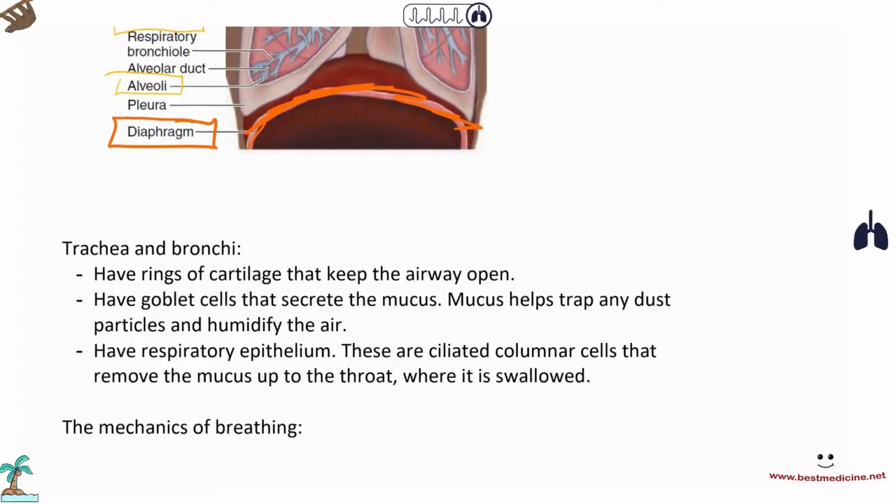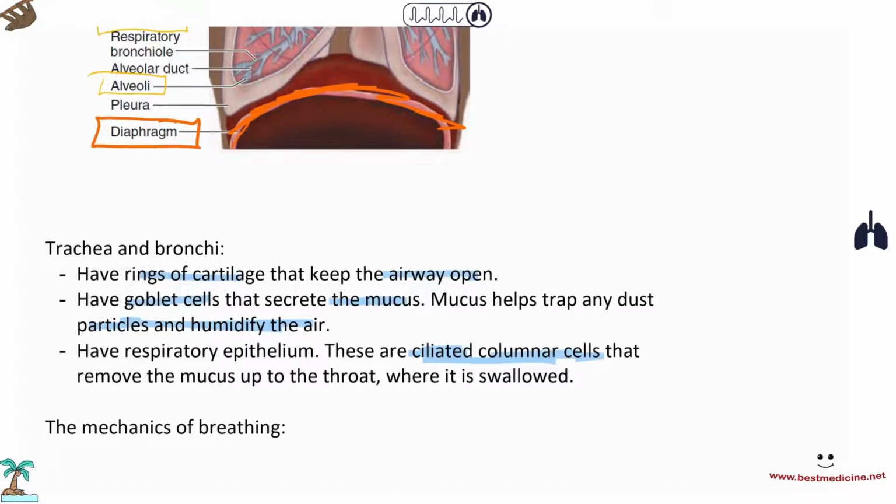So again, trachea and bronchi have rings of cartilage that keep the airway open. They have goblet cells that secrete the mucus, and mucus helps trap any dust particles and humidify the air. And they have respiratory epithelium, which essentially means the ciliated cells that we saw, and those ciliated cells help circulate the mucus, remove the mucus up to the throat where it will be swallowed, okay?